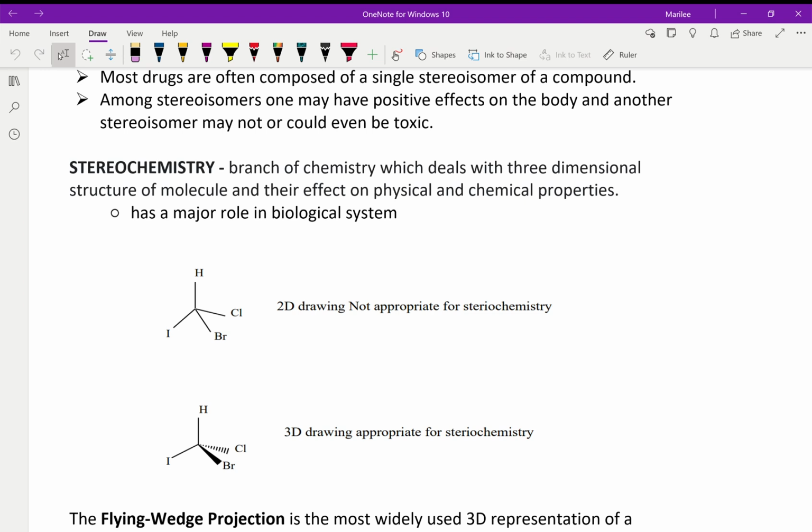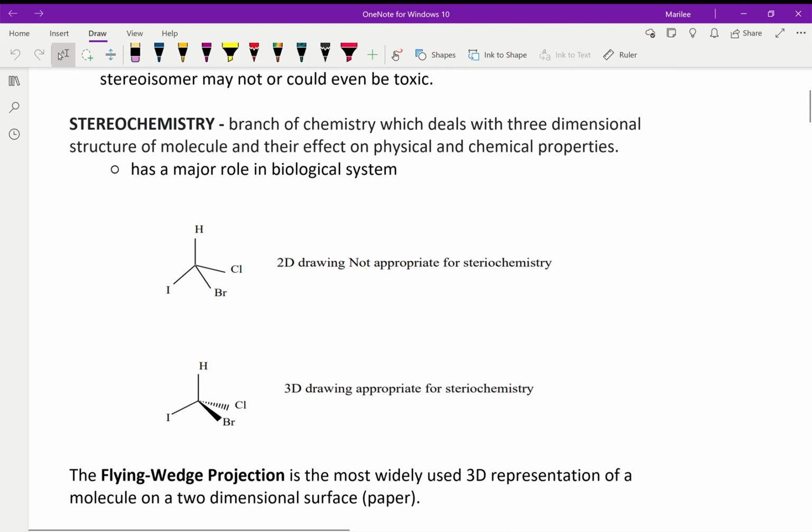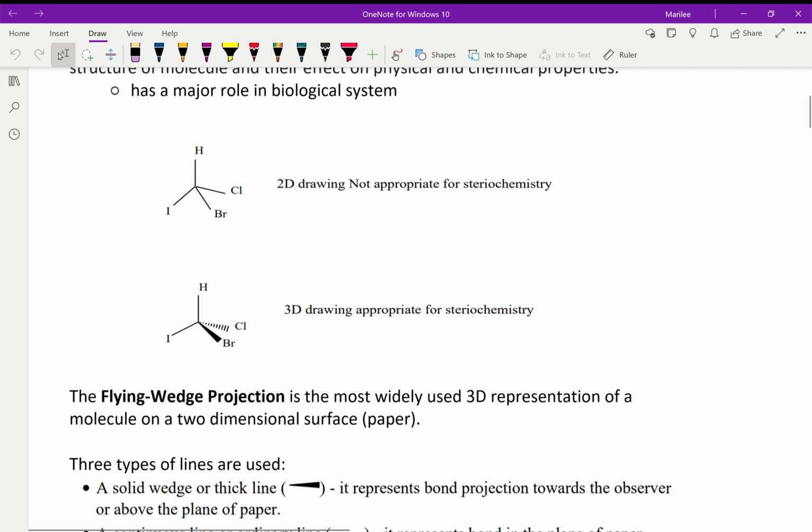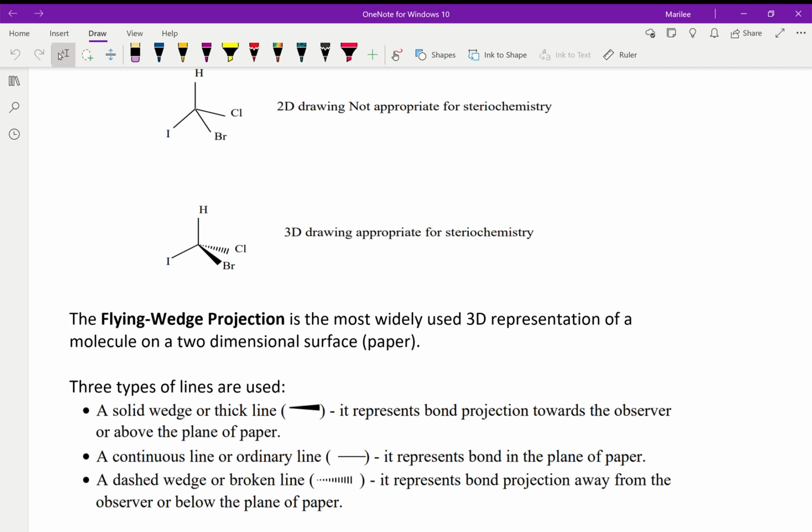So when we are doing our stereochemistry, we have to be drawing in 3D format. So on a paper, how do you actually draw 3D? We use these flying wedge projections. It is a 3D representation of our molecules on a paper. How we draw this is we have our regular solid lines that are on the plane of the paper. So you guys see here the hydrogen bonded to the center carbon.